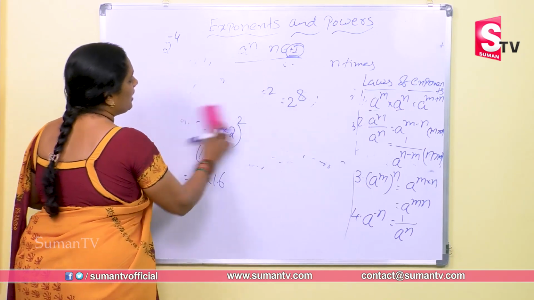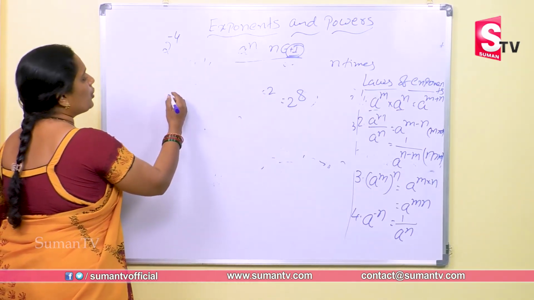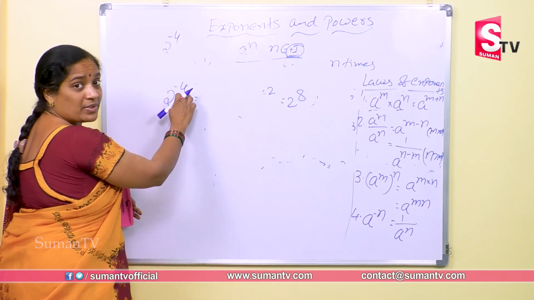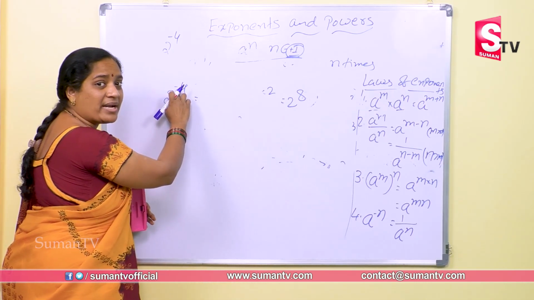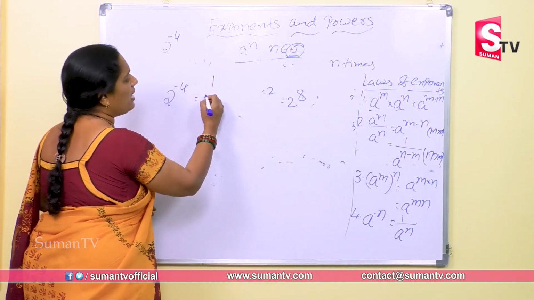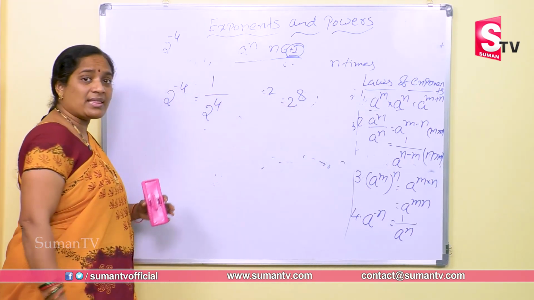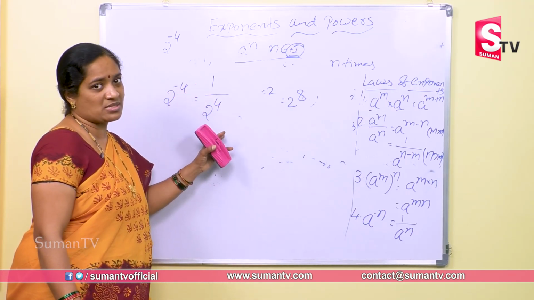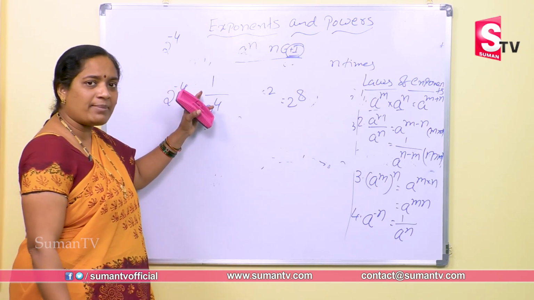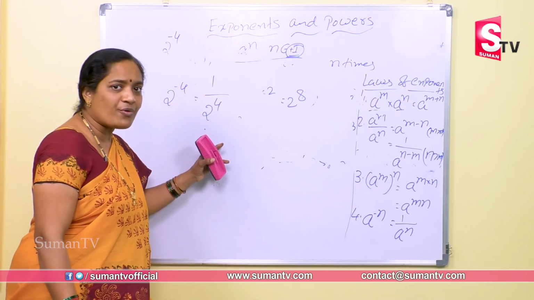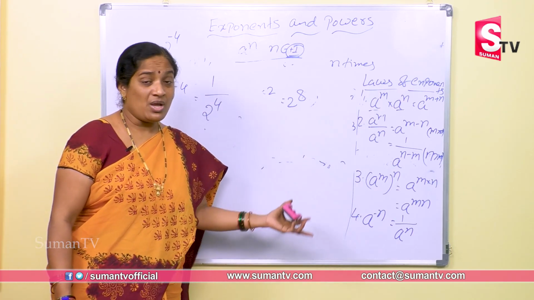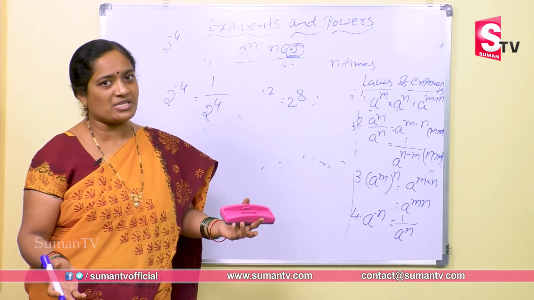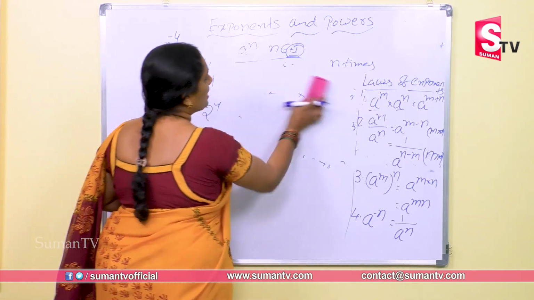Look here, 1 by 2 to the power of minus 4. Minus 4, a negative integer, we cannot expand. So using that formula, you have to write it by sending the same term into the place of the denominator. So the minus becomes plus. So 2 to the power of minus 4 can be written as 1 by 2 to the power of 4. Now you can solve it. When the negative integer became a positive integer, automatically you can find the solution. Right?